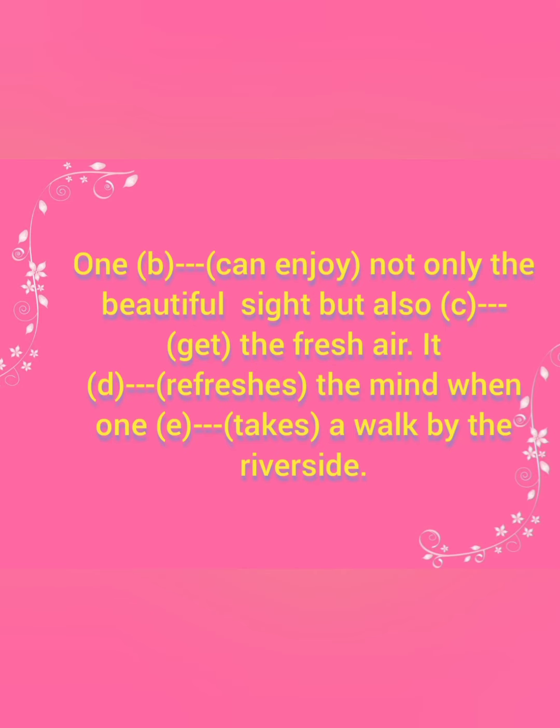One can enjoy not only the beautiful sight but also get the fresh air. It refreshes the mind when one takes a walk by the riverside. Here the passage is in present mode and in number B, subject is one, third person singular number. That's why the verb is can enjoy. After modal auxiliary verb, verb will be in present form. Then in number C, the same situation. That's why the answer is get.